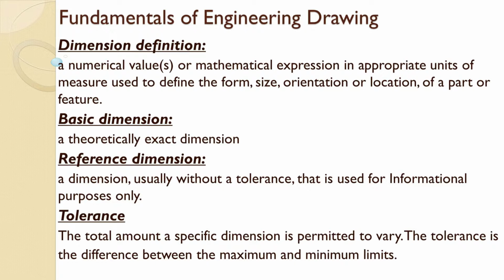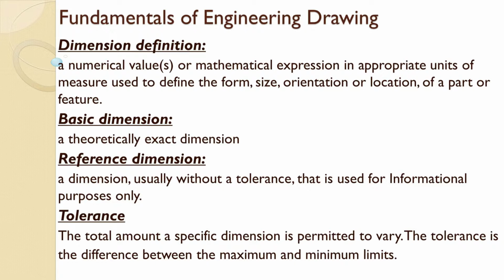Dimension is a numerical value or mathematical expression in appropriate units of measure used to define the form, size, orientation, or location of a part or feature. Basic dimension. Basic dimension is a theoretically exact dimension. Reference dimension. What is reference dimension? It's a dimension, usually without a tolerance, that is used for informational purposes only.